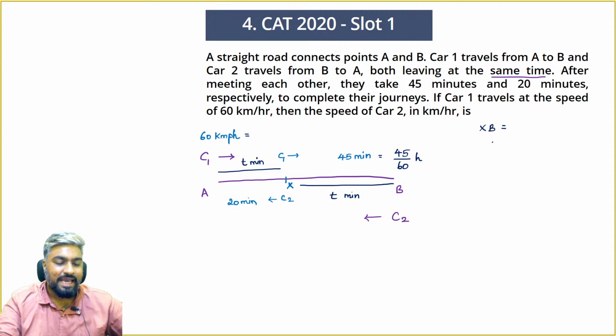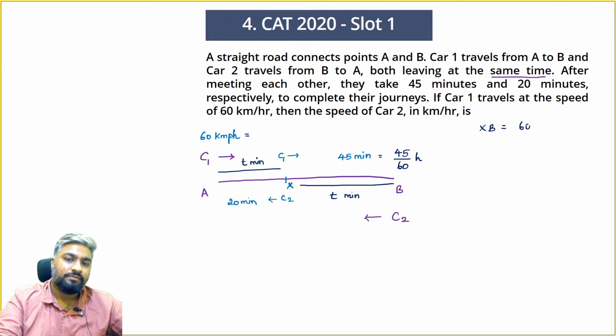What is distance XB, guys? From X to B, what will be the distance? 60 kilometers per hour is the speed, into time taken is 45 by 60 hours, correct? Which gives us 45 kilometers. Understood, guys? From X to B, the distance is 45 kilometers. This is something that we found out.